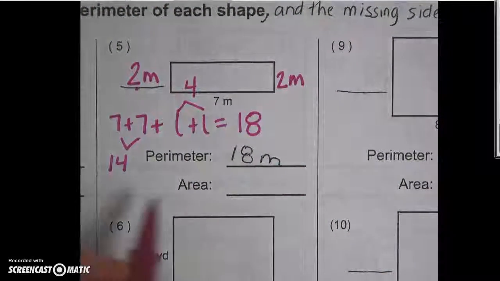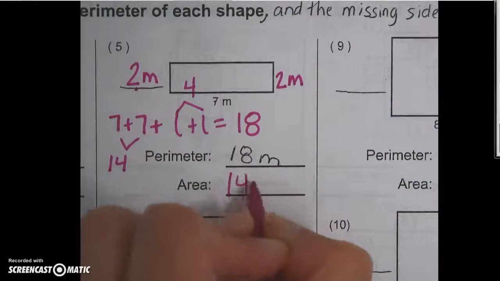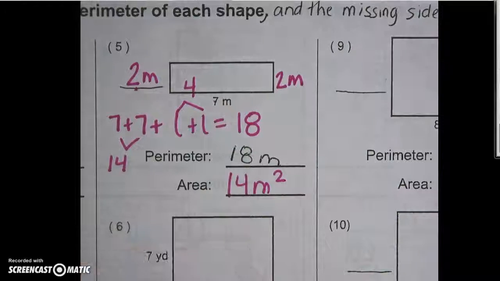So then to find my area, I'm just doing 7 times 2, which is 14 meters squared, or squared meters.